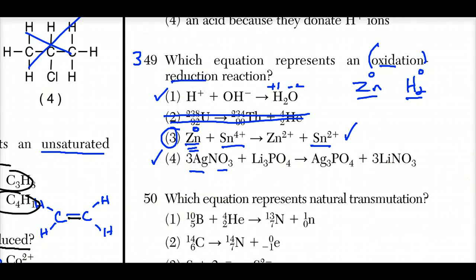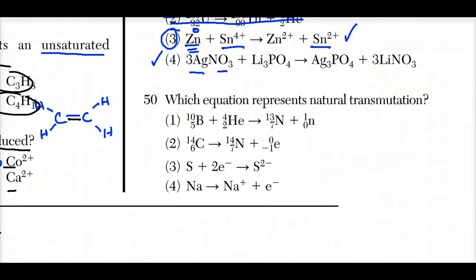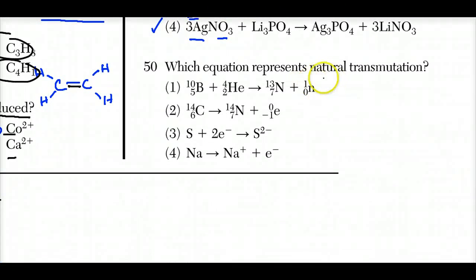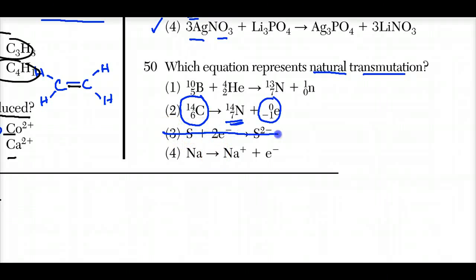Number 50, which ends the multiple choice section. Which equation represents natural transmutation? Notice we ended up nuclear, your last unit. These things go in order. Natural transmutation means that an element by itself, because of its instability, whether too many protons, too many neutrons, too few neutrons, gives off a particle and transmutates into a new element. These are nuclear equations. These are not about, guess what, electrons. These are not chemical reactions.